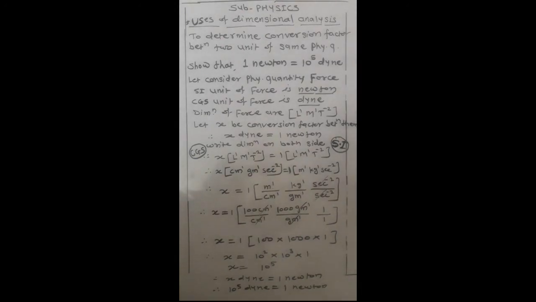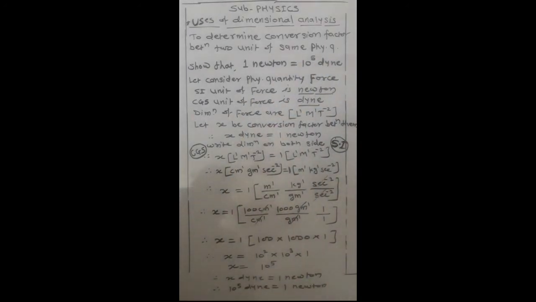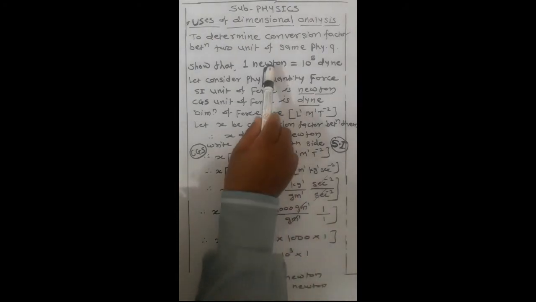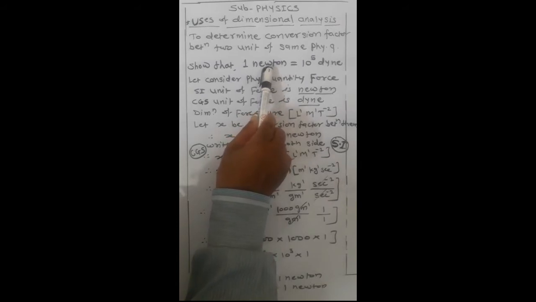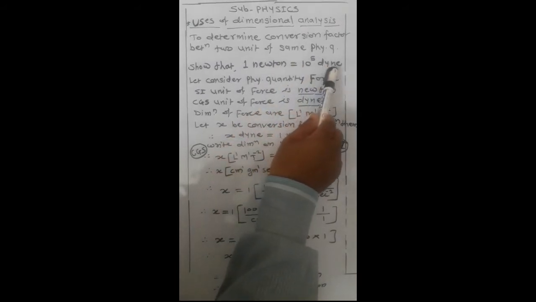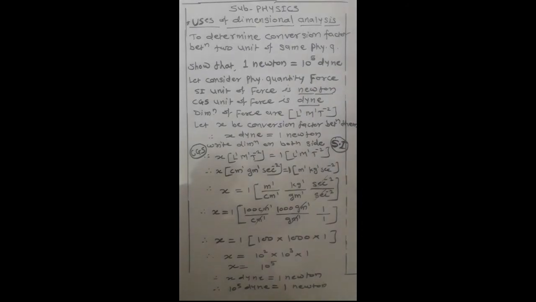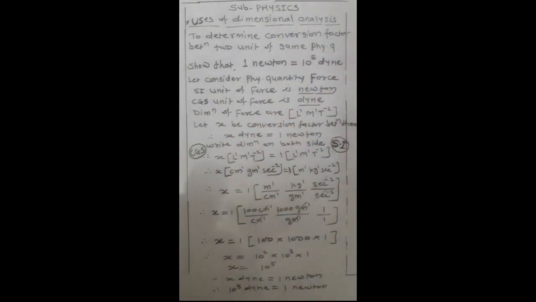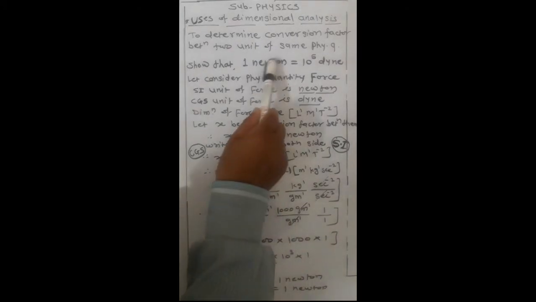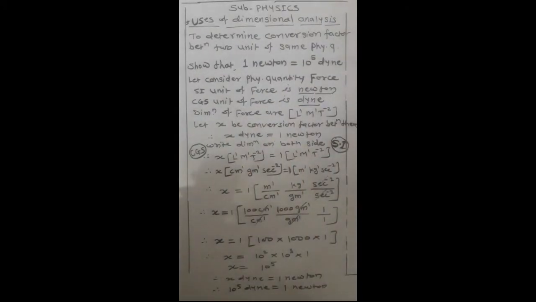Mostly these two problems you have to answer in your exam: 1 Newton is equal to 10 raised to 5 dyne, or 1 Joule is equal to 10 raised to 7 ergs. Both are units of the same physical quantity, like force. We know that the SI unit of force is the Newton and the CGS unit is the dyne. First of all, you have to know that Newton and dyne are the SI and CGS units of force, then you can find the conversion factor between them.